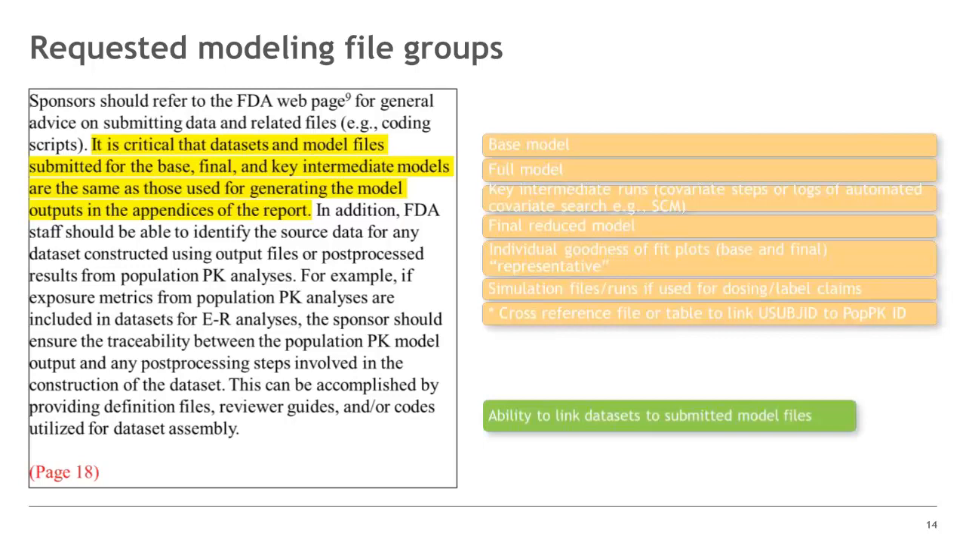They have now requested simulation files and runs, but only if they're used for dosing claims or dosing decisions and/or label claims. So if you are trying to substitute simulation for what normally would have been a key early phase type study, for instance saying you can simulate from your model and therefore do not need to conduct a special study in elderly, they would want to see those simulation files, whatever you're using as evidence to show that you don't need to conduct an additional study.